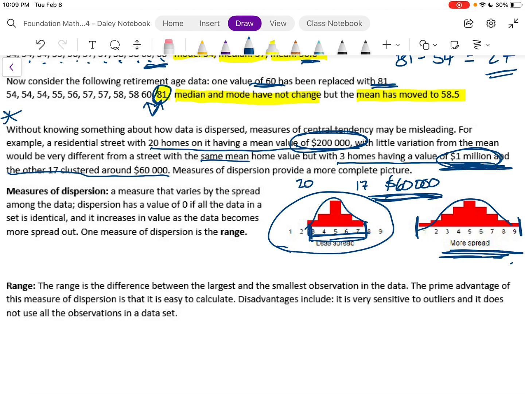Here is a definition of range. So we did talk about range already. It is a way to actually look at dispersion. However, it is very, very sensitive to outliers. So it's not always the greatest measure of dispersion because it is so highly affected by outliers. If you go back to the question about the houses, right? Those 3 outliers, those 3 houses that are actually worth $1 million, they really affect the range in this one.